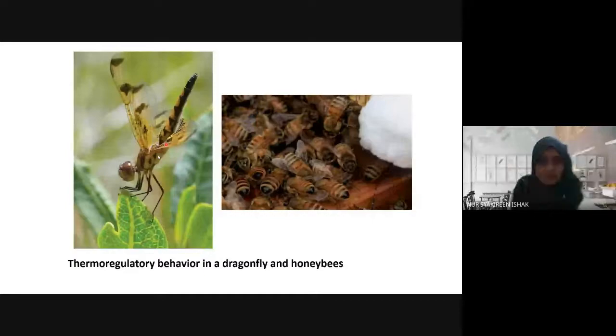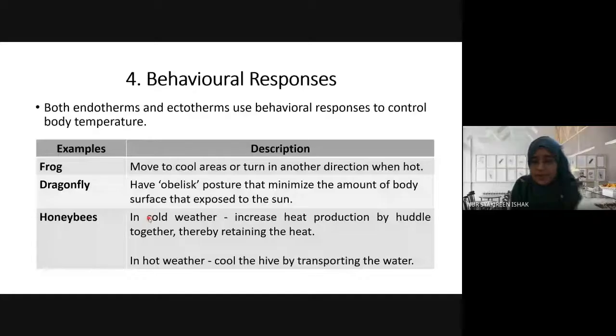And then the next one is honeybee. So honeybee ni dia ada dua cara dia bergantung kepada keadaan lah kan. So the first situation is when the weather is cold. Okay. So in order to increase heat production, they will huddle together, thereby retaining the heat. So huddle together tu maksudnya dia akan cluster. Okay, they will cluster around each other.